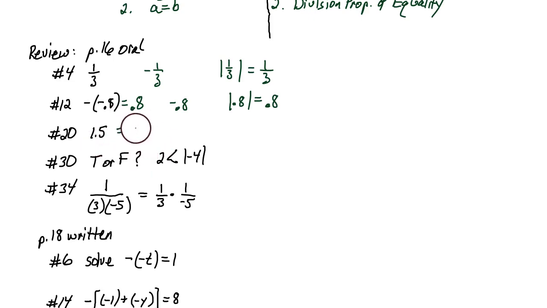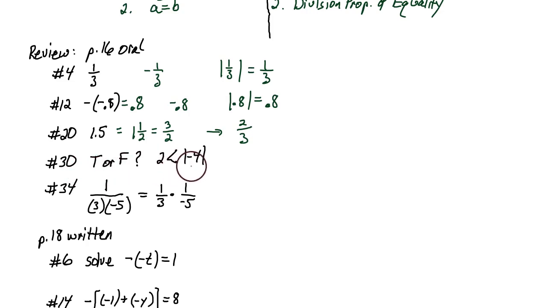Number 20 asks for the reciprocal of this number. 1.5 is the same as the mixed number, 1 and 1/2, because the decimal 0.5 is equivalent to the fraction 1/2. The mixed number 1 and 1/2 is equivalent to the fraction 3/2. 2 times 1 is 2, plus 1 makes the numerator 3. Now that we know the fraction associated with 1.5, we can flip it upside down to find out the reciprocal is 2/3.